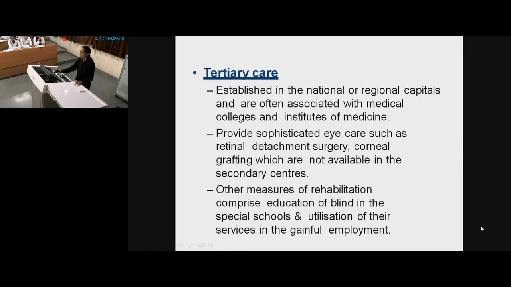At tertiary level, this is established in the national or regional capital and often associated with a medical college and institute of medicine. They provide sophisticated eye care such as retinal detachment surgery, corneal grafting. These are not available at the grassroots centers. Other measures of rehabilitation comprise education of the blind in special schools and utilization of their services in gainful employment. Have you visited the National Association for Blind in Golapar?